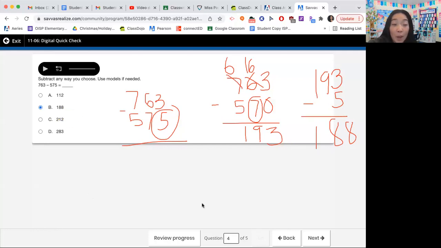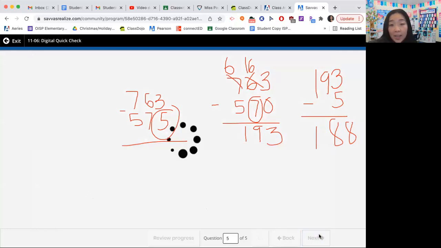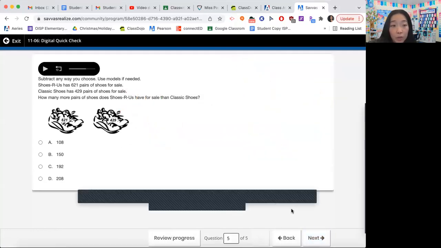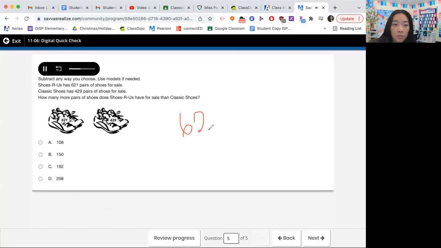Okay, that way is a little more confusing for me, but if it makes it easier for you, then you guys can do it that way. Subtract any way you choose. Use models if needed. Shoes R Us has 621 pairs of shoes for sale. Classic Shoes has 429 pairs of shoes for sale. How many more pairs of shoes does Shoes R Us have for sale than Classic Shoes?